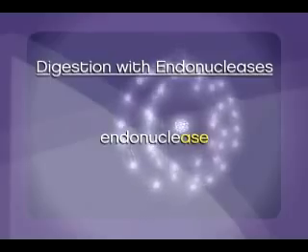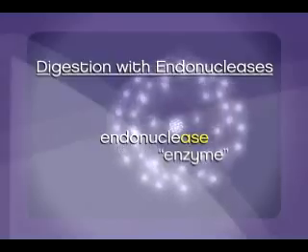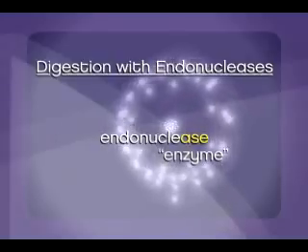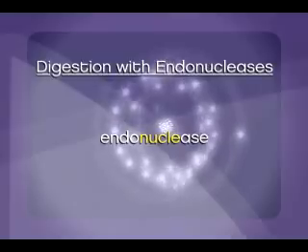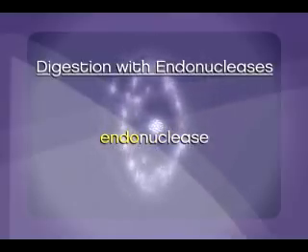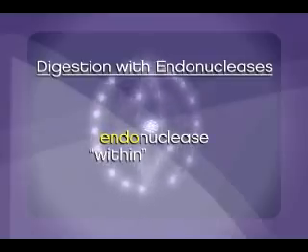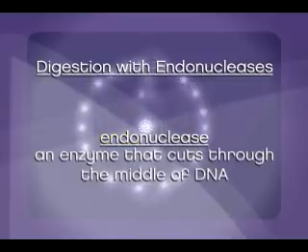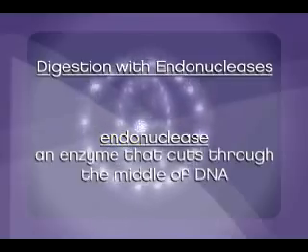Let's break down the word endonuclease. Ase, here at the end, means that this is an enzyme that cuts something. What does it cut? Nuclei here means that it cuts nucleic acids, and this first part, endo, means that it cuts within. So an endonuclease is an enzyme that cuts through the middle of the DNA.